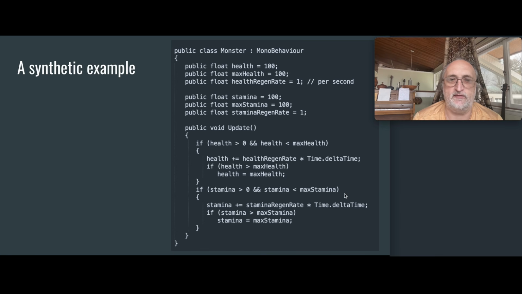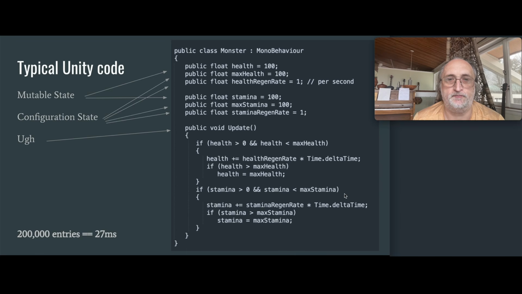And so in this, we have an update loop. So this thing is going to update itself every frame. Unity calls an update on any object that has that function. And we're just going to increment health and stamina if we have to, and make sure it doesn't get greater than the max amount. Pretty simple, pretty straightforward. You see this type of Unity code all the time.